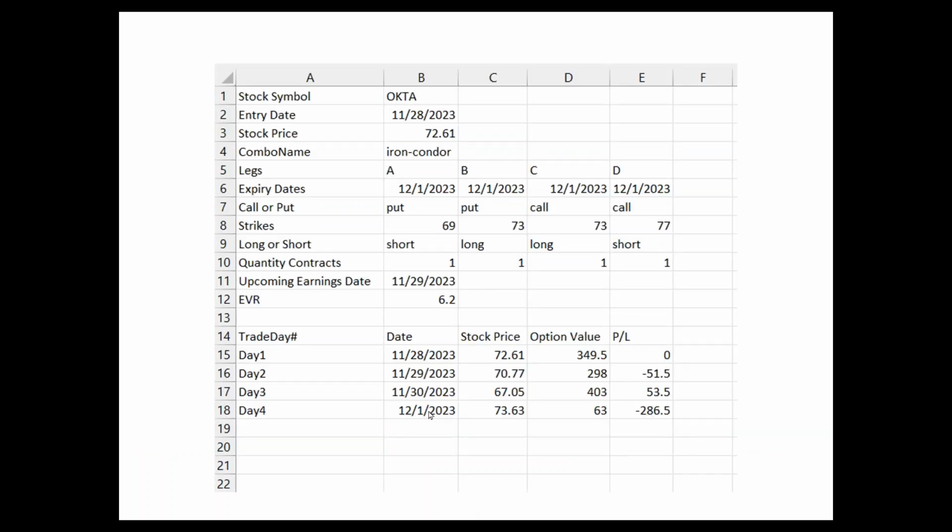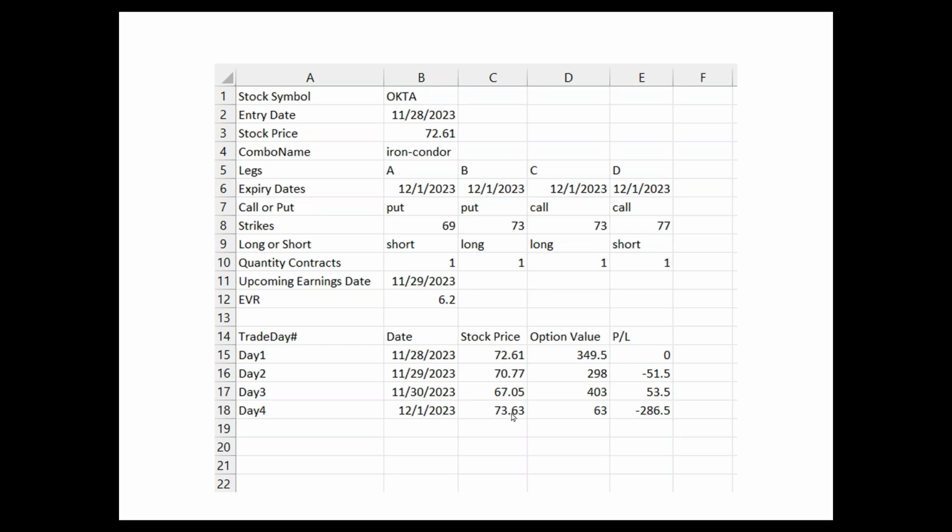And then here now we're getting into December 1st. December 1st is the expiration day of these contracts. See that they all expire December 1st. So these are the front weekly contracts. And now IV crush really comes into play.